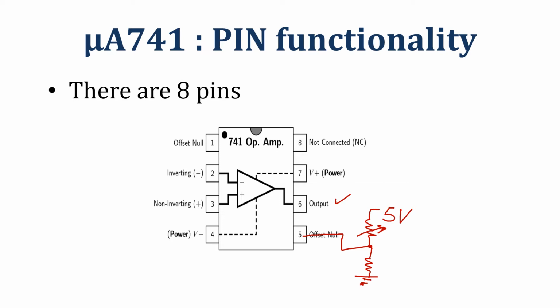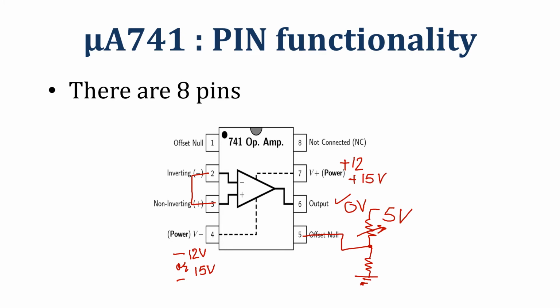Which condition, I repeat? When pin number 2 and pin number 3 are at the same potential, or we say short circuited with each other, connected with each other, output should be 0. If it is not 0, then we connect a similar kind of circuit at offset voltage pin number 5 or pin number 1 to make the output 0 volt. So that is the purpose of offset null. 7 and 4 are used for power supply. Here we connect usually minus 12 or minus 15 volt, and at pin number 7 we connect plus 12 or plus 15 volt.